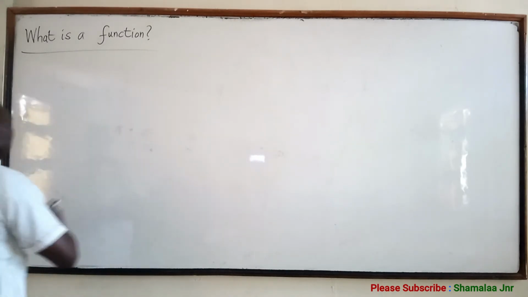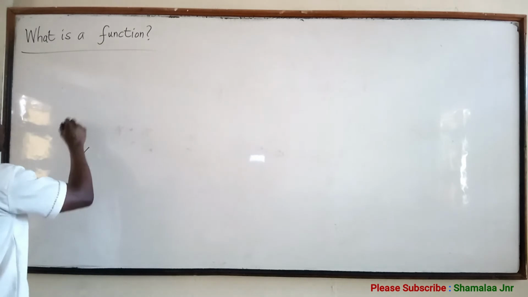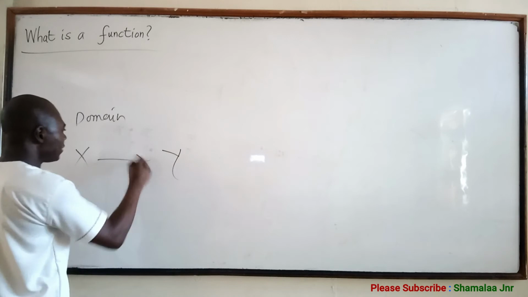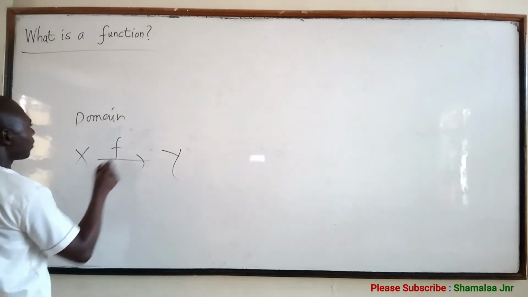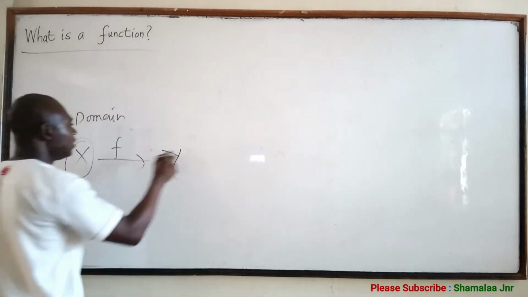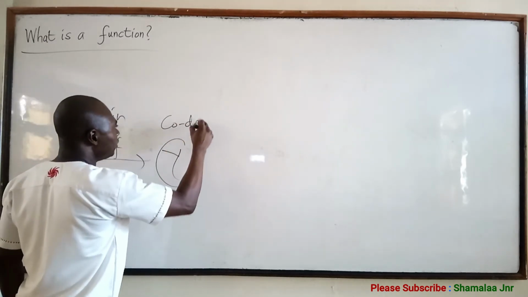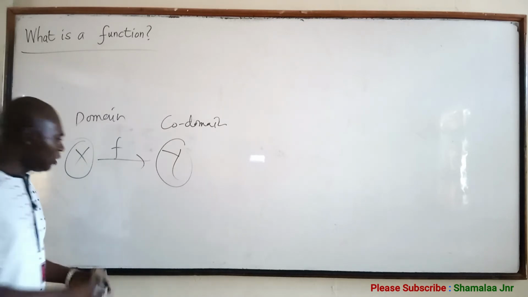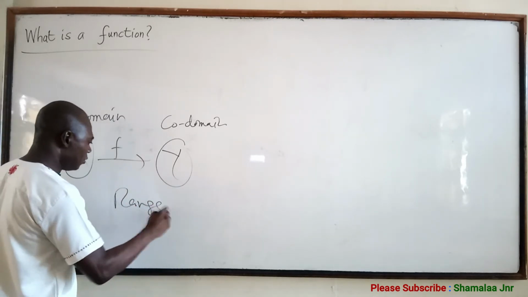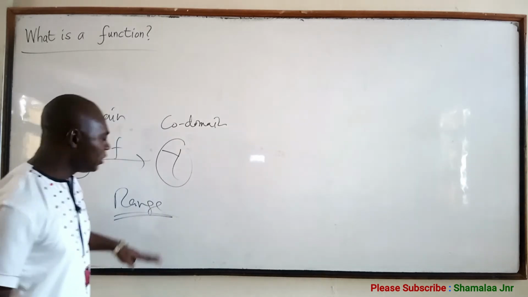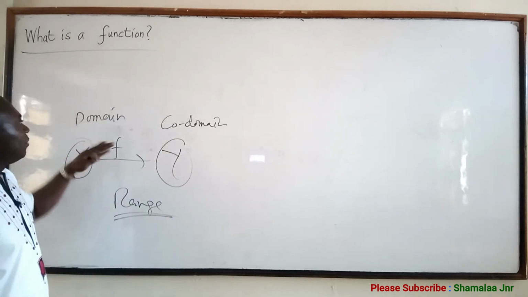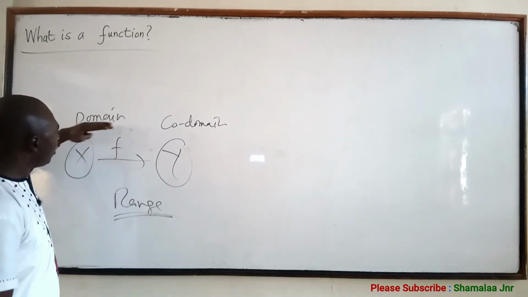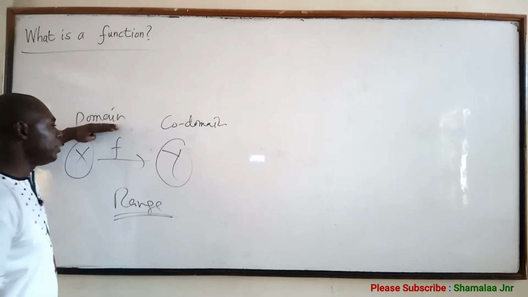Now, normally, you call the first set the domain. The first set is known as the domain. And the second set, so when you have a function this way, then the first set is the domain, and this one is known as the codomain. Codomain. Now, we also have what we call range. The range is the set of all possible images of the elements of the domain.